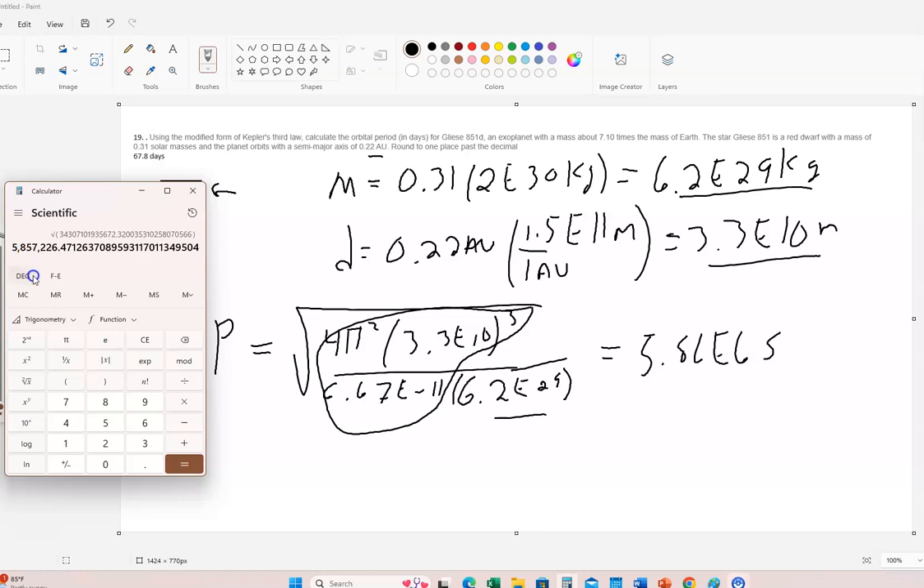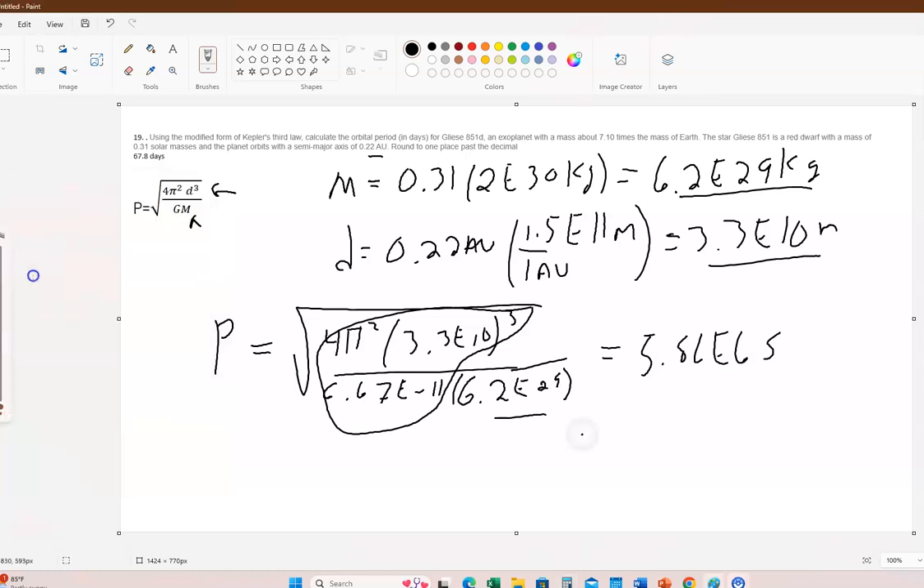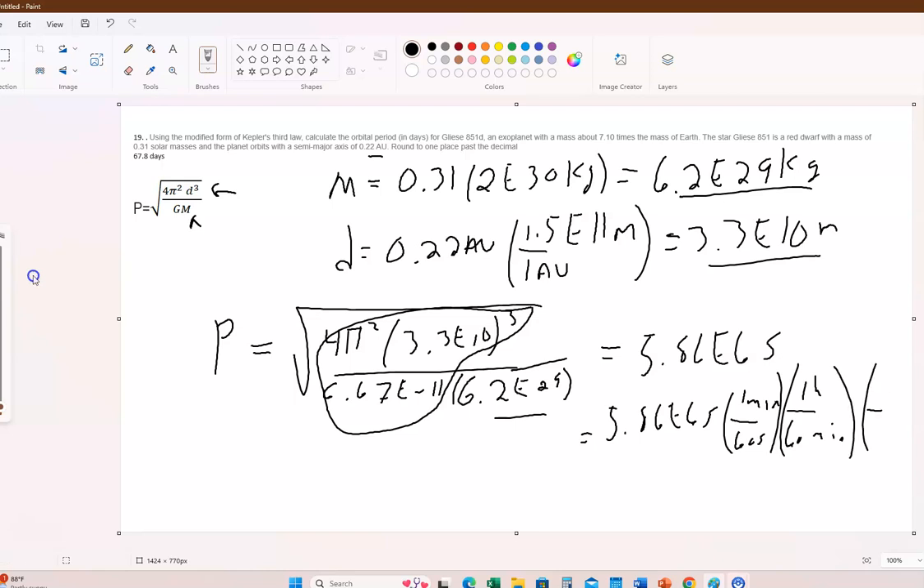All right. So we're going to take that number again, the unrounded version of it, 5.86. I rounded it just for convenience, times 10 to the 6th seconds. And then we say, all right, well, there are, of course, 60 seconds in 1 minute, and then there are 60 minutes in 1 hour, and there are 24 hours in 1 day. And I think that's what they want. They want to know what it is in days.